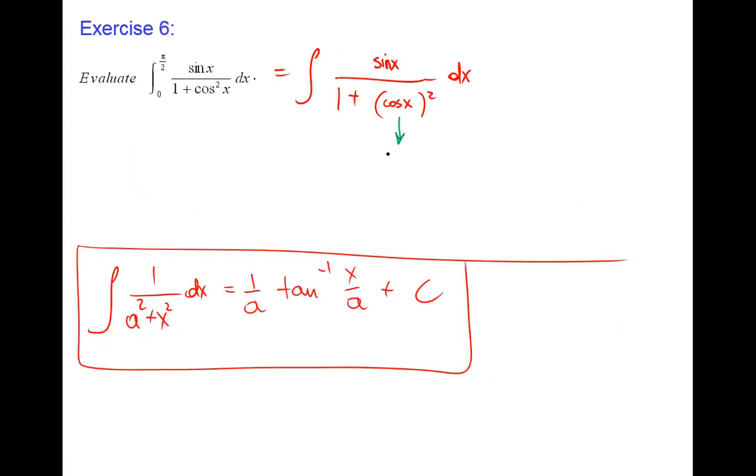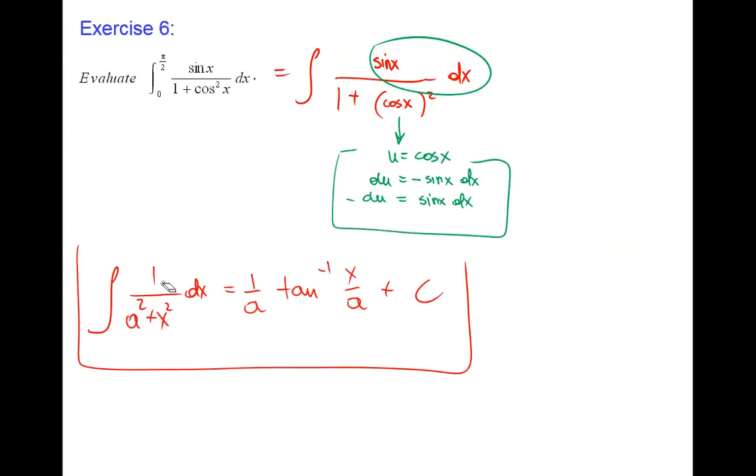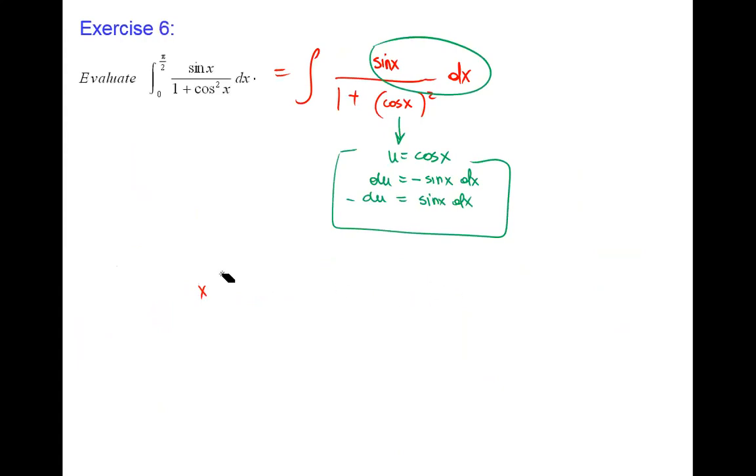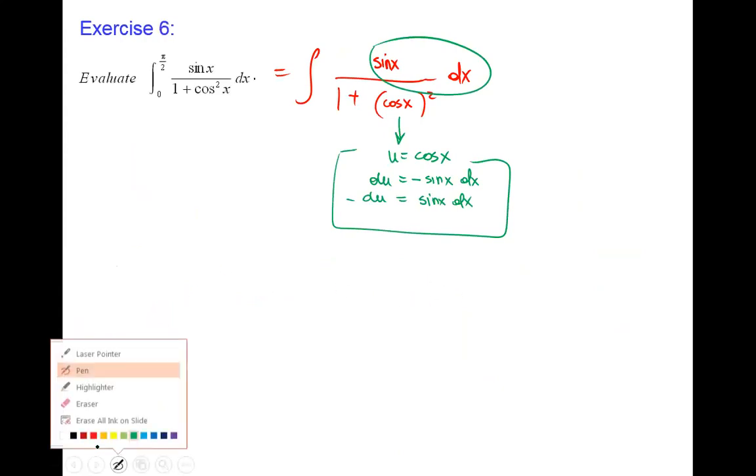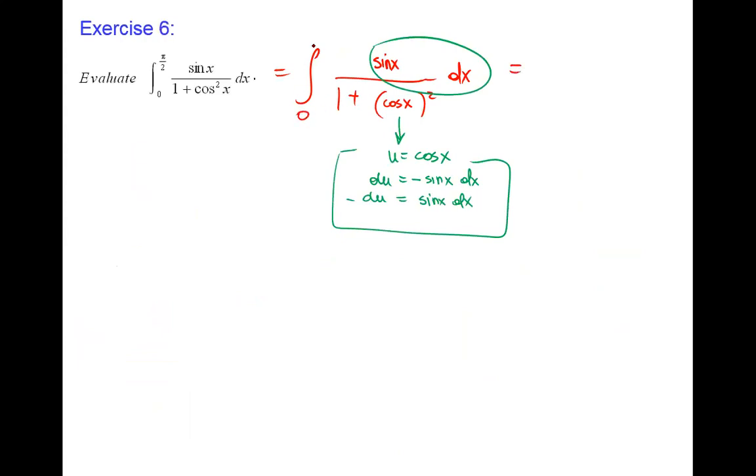That means I will do the same thing. I will let u be cosine of x. du is the derivative, negative sine of x dx. That means I don't have the negative, but sine of x dx is part of my integrand. I will remove this one. You will have this on the video. Okay. Now let's see. This is still good limits. Let's rewrite. 1 over 1 plus u squared, and sine of x dx is negative du. And now this is just negative inverse tangent of u.